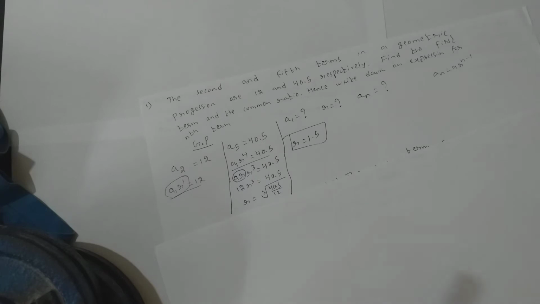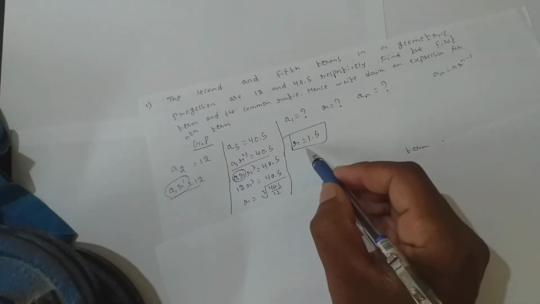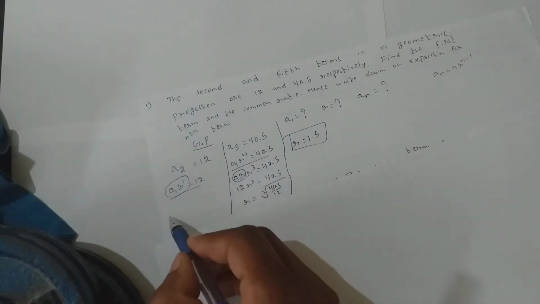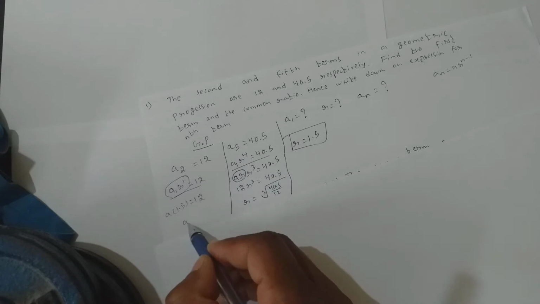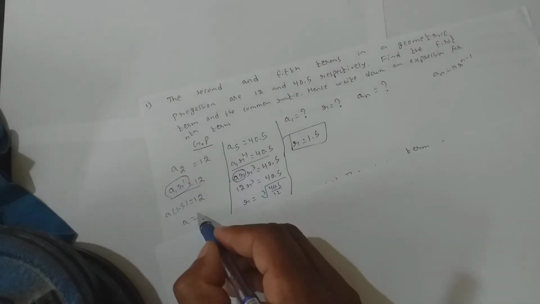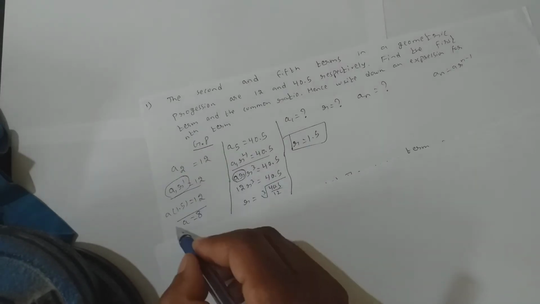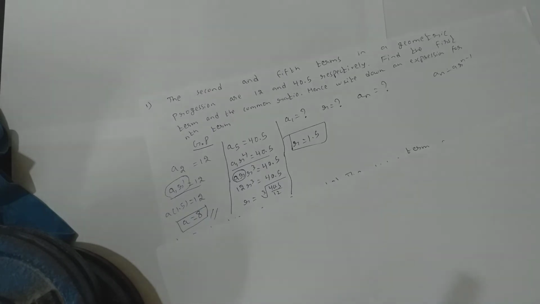Clear? We have different ways to simplify the two equations. You need to observe and choose the correct, or easier, way. Now where do I replace this r to get a? I replace it here: a into 1.5 equals 12. So how much value for a do I get? I get 8. Clear? Now I got the values for a and r.